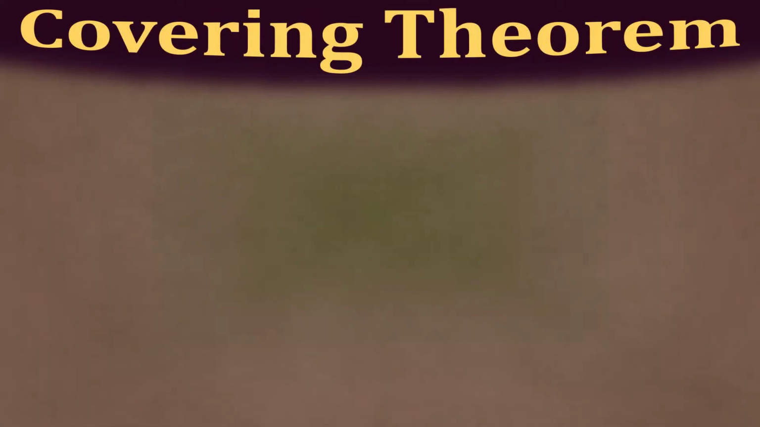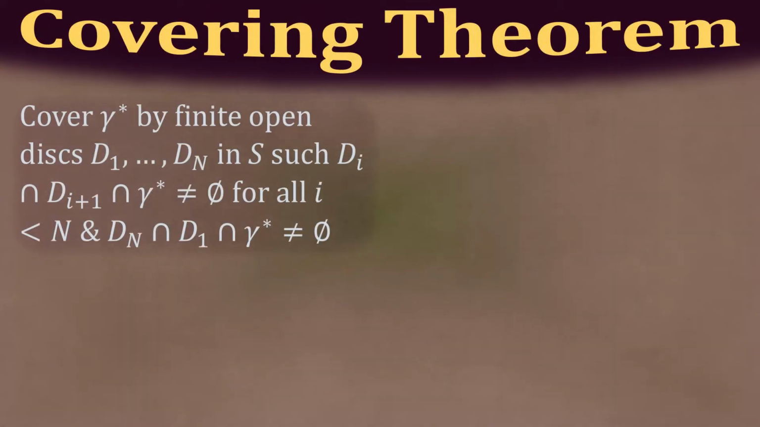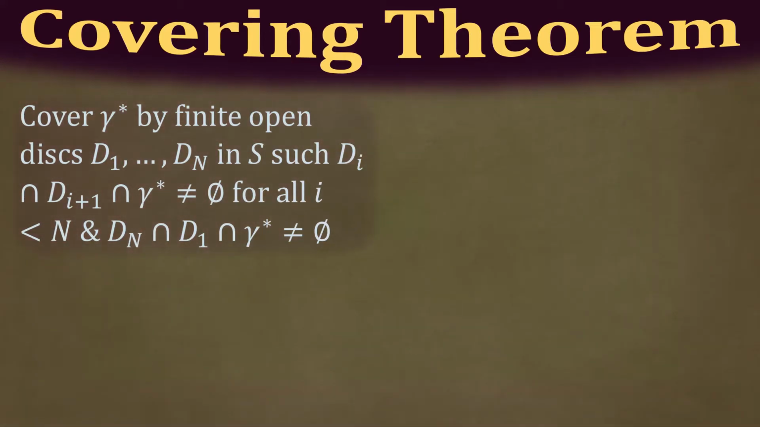Next, let's state the covering theorem. It says we can cover gamma star by a finite number of open disks d1 to dN contained in S such that di intersect di plus 1 intersect gamma star does not equal the empty set for all i less than capital N, and dN intersect d1 intersect gamma star does not equal the empty set.